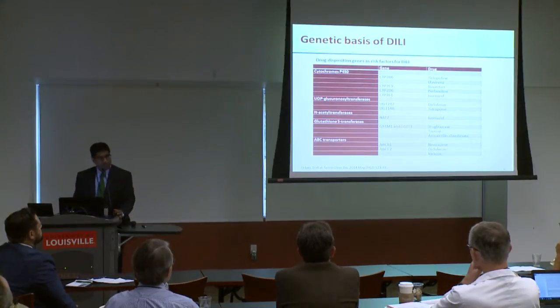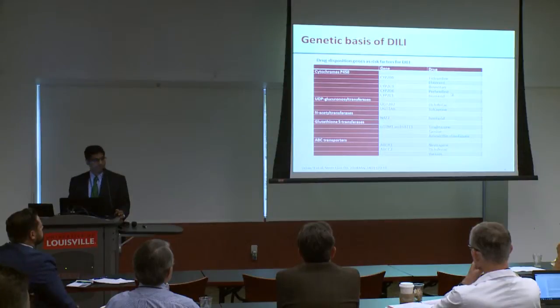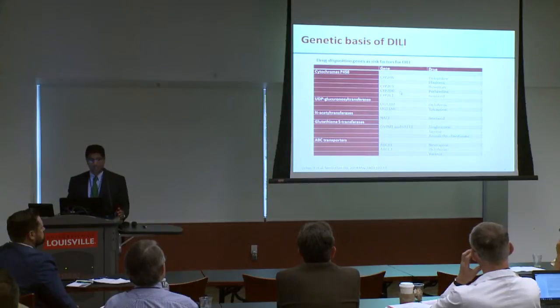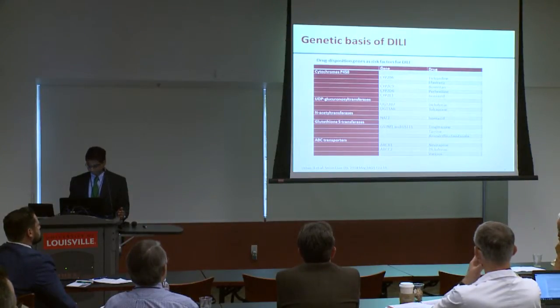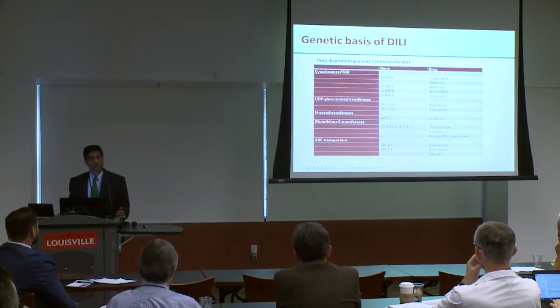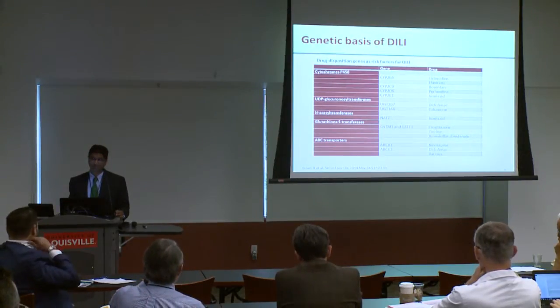Some of the work that has been done in the past, this is a compilation table, looks for the genetic basis of drug-induced liver injury. Drug disposition genes often make sense. So for some drugs that undergo metabolism, some of the CYPs have been implicated with regard to polymorphisms in those genes causing drug-induced liver injury. One has to be cautious in interpreting this data. Some polymorphisms are particular to some patient populations, so a study from China may not be relevant to the population in the US.